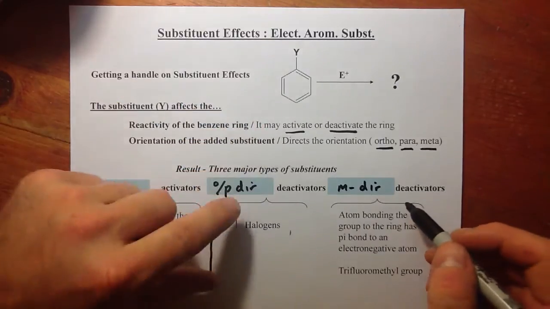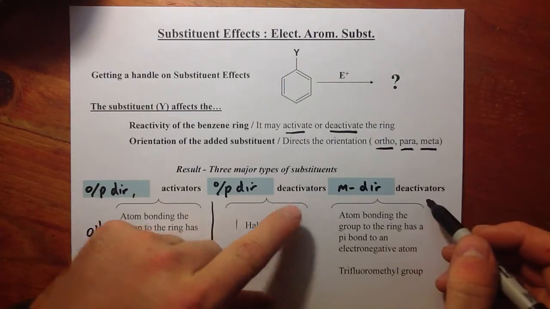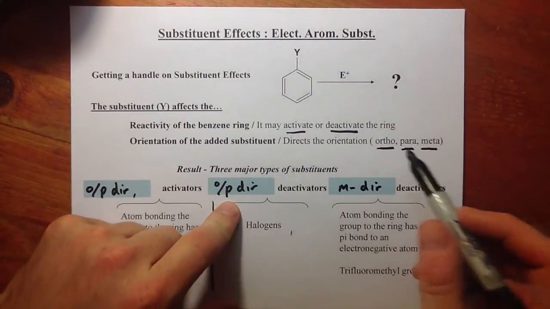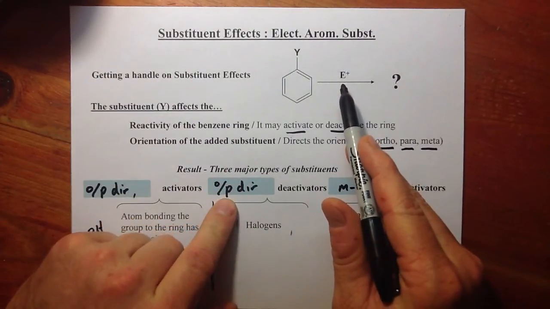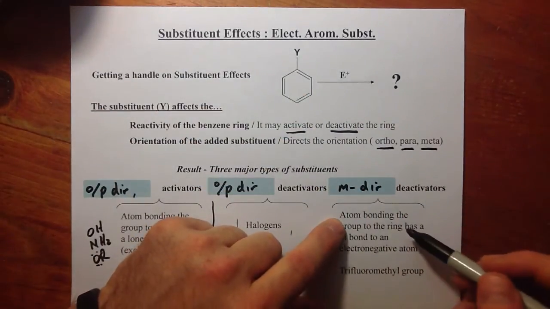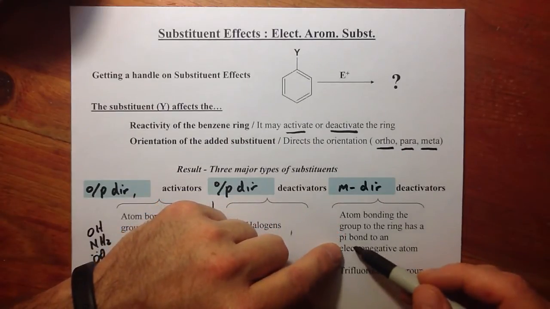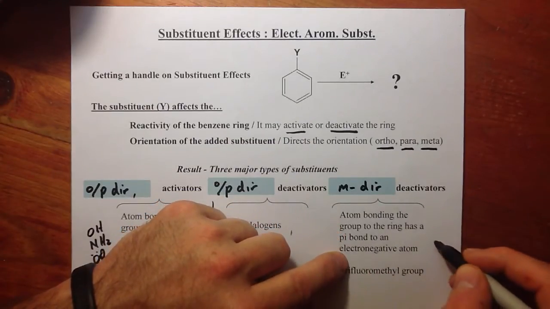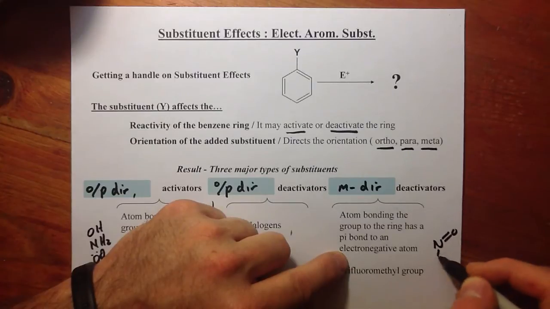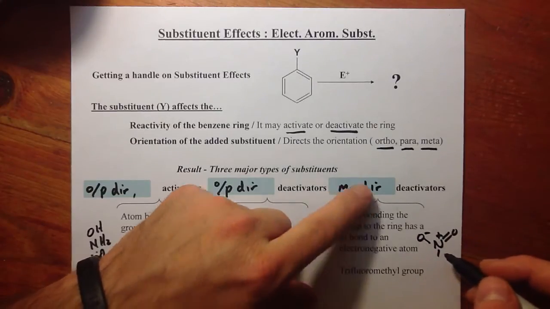So the groups here and here overall withdraw electron density, but if Y is a halogen, it still directs the electrophile to the ortho-para positions. And if the Y involves a group that has an atom bonding the group to the ring that has a pi bond to an electronegative element, such as the nitro group, that is one of the strongest meta-directing deactivators.